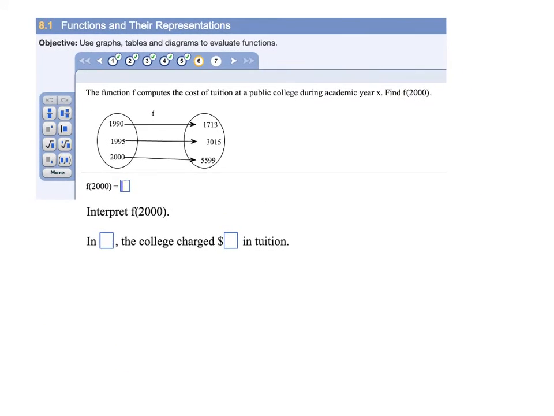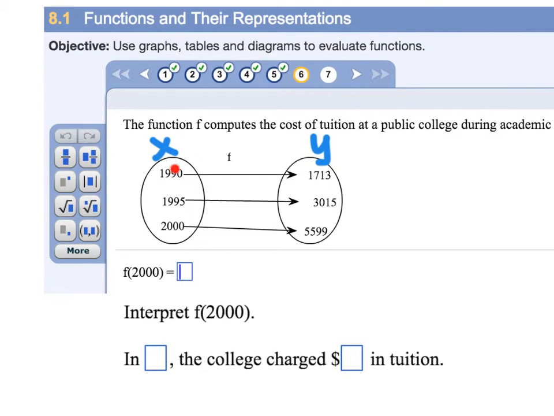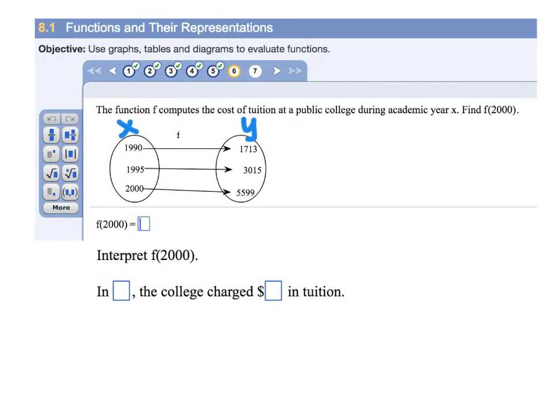More of the same, only now it looks a little different. Here are your x values, and we always, because that's the independent value, that's the number that you just arbitrarily choose, and these arrows are saying then we calculate the value of y. And so you can see right here, when x is 1990, y is 1713. And when x is 1995, y is 3015. All right, so that's how you read it.